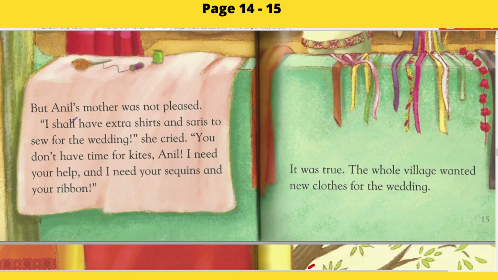But Anil's mother was not pleased. I shall have extra shirts and saris to sew for the wedding, she cried. You don't have time for kites, Anil. I need your help, and I need your sequins and your ribbon. It was true. The whole village wanted new clothes for the wedding.